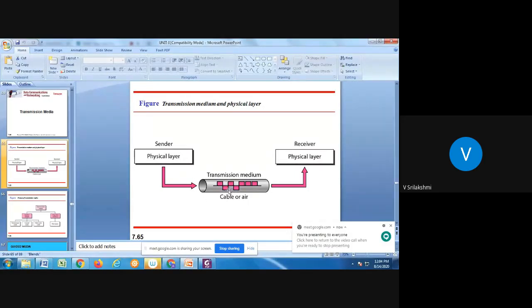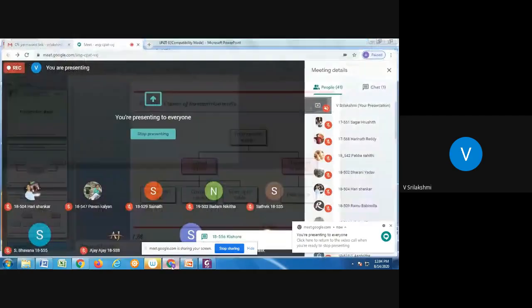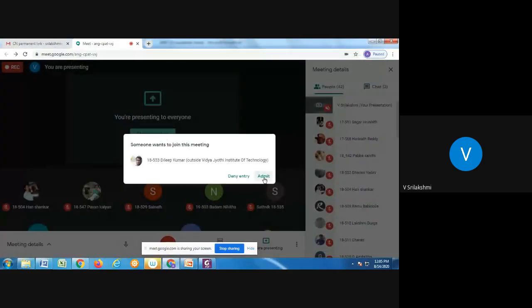And this transmission medium can be broadly categorized into two types. The first one is guided transmission medium, or we can say wired transmission medium, and the other one is wireless, or we can say unguided. So coming to the guided transmission medium, as the name suggests, guided means it is completely made up of wires, or we can say cables.